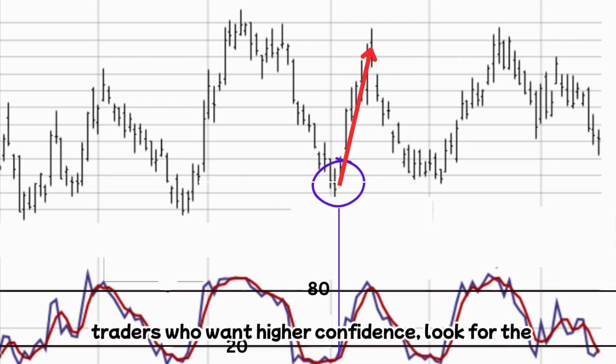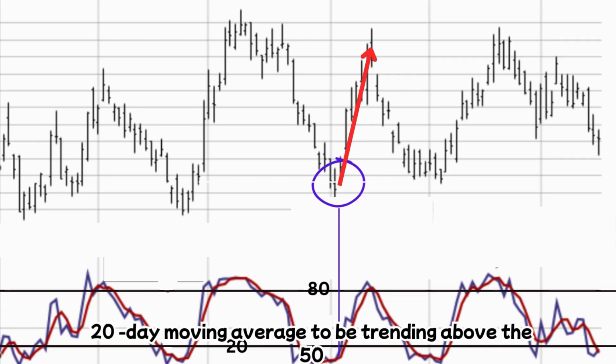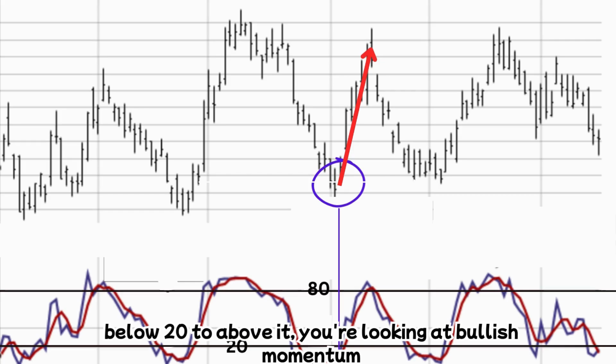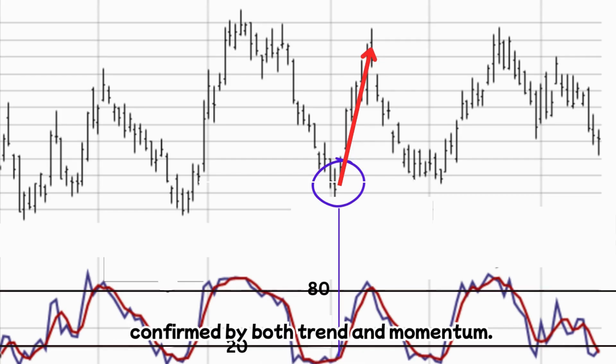For traders who want higher confidence, look for the 20-day moving average to be trending above the 50-day moving average. If that condition is met and the stochastic oscillator makes a clean move from below 20 to above it, you're looking at bullish momentum confirmed by both trend and momentum.